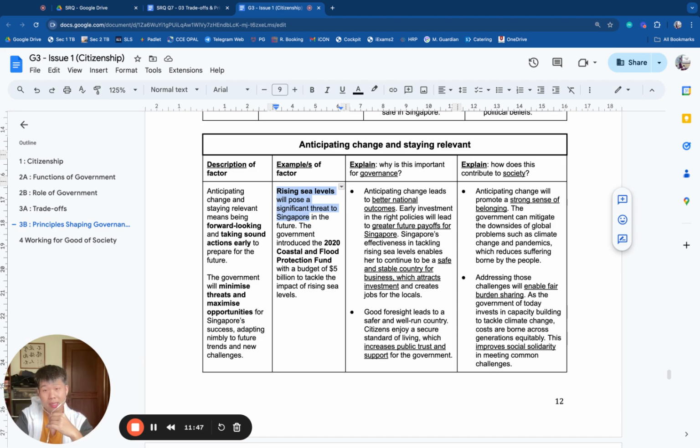So the government has started putting aside money in order to protect our coast and ensure that we have sufficient resources to meet the challenge of a rising sea level. And what is the trade-off here, right? If you think very carefully, think a bit deeper, you will realize that by putting $5 billion away to protect us for future threats like rising sea levels, right? This money is not available now to help with, for example, cost of living.